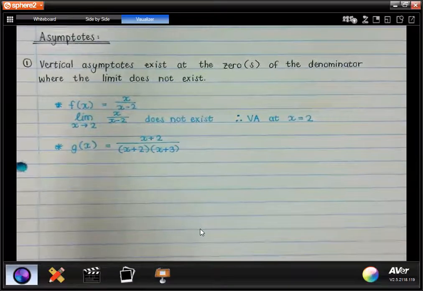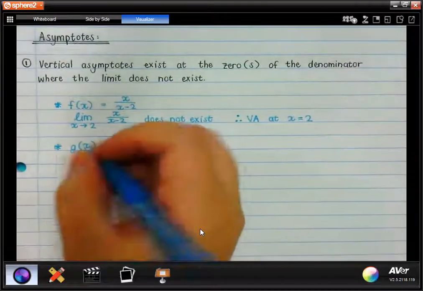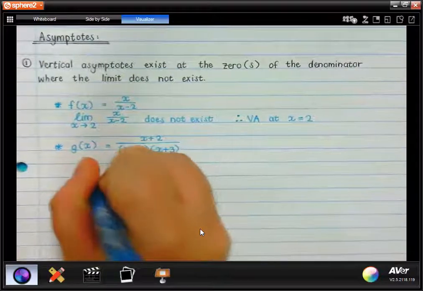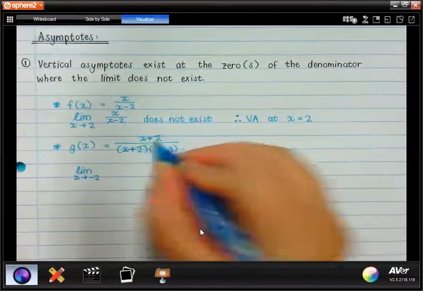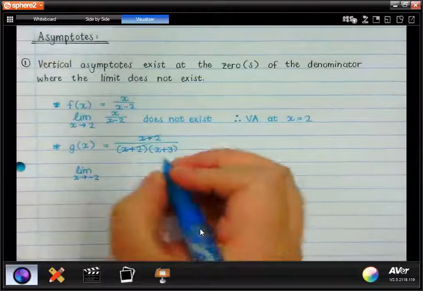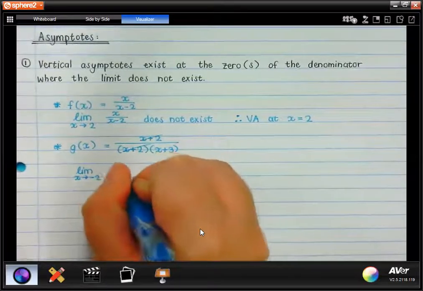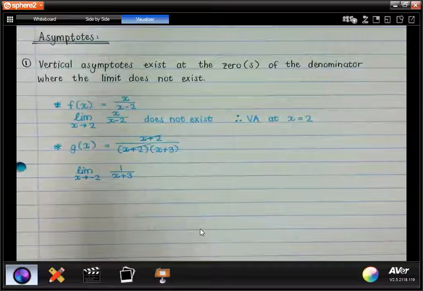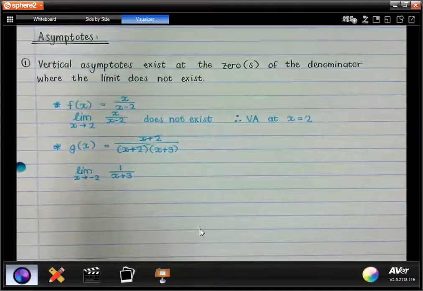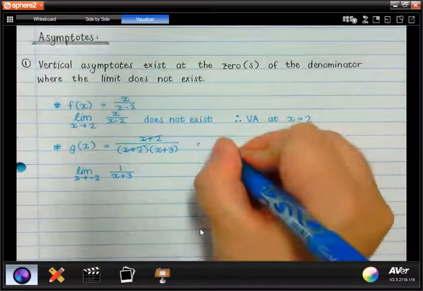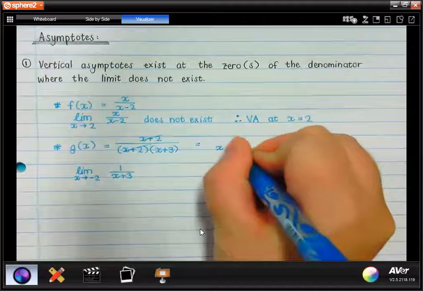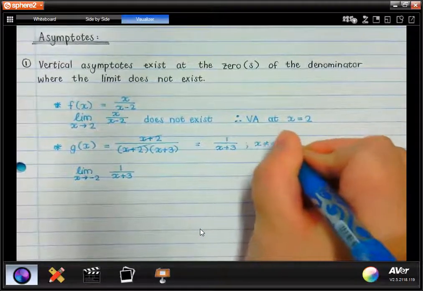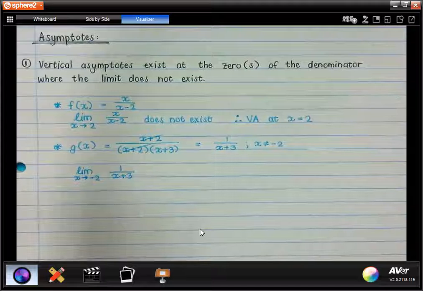How to prove that? If we have the limit as x tends to -2, let's actually just simplify this. It's actually going to be 1 over x plus 3, if we simplify the function. You can also add it there on the side if you want. But remember, when you simplify it, you do actually have to state that x cannot be equal to -2.